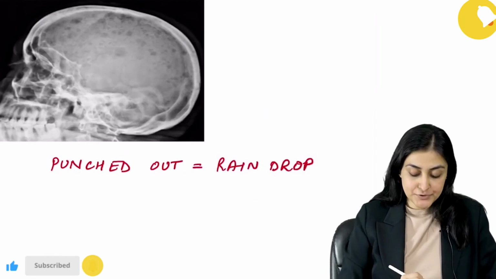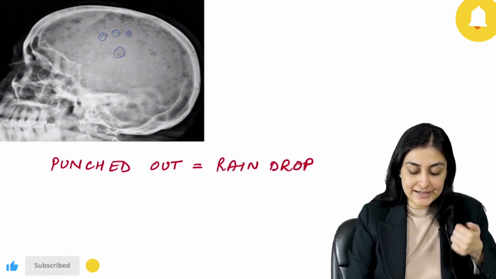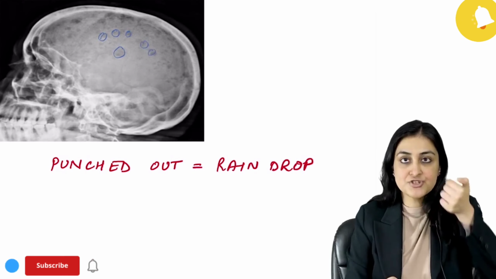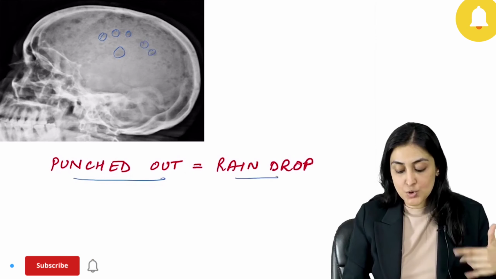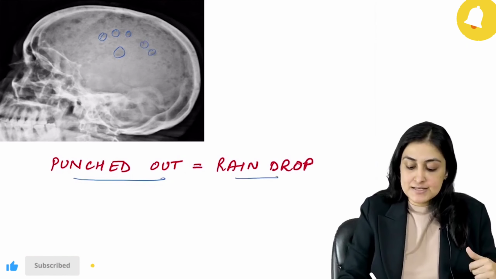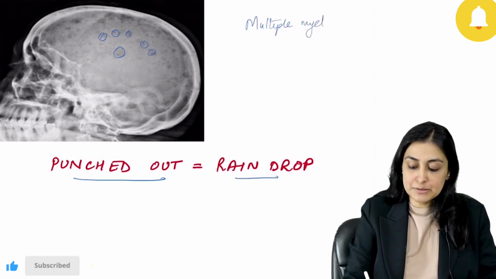Looking at the next skull appearance, what do we have? We have multiple variable sized, well defined lesions. It looks like we have punched in the skull bone, right? So these are multiple punched out lesions, also called raindrop appearance, seen with multiple myeloma. Alright, so this is seen with multiple myeloma.